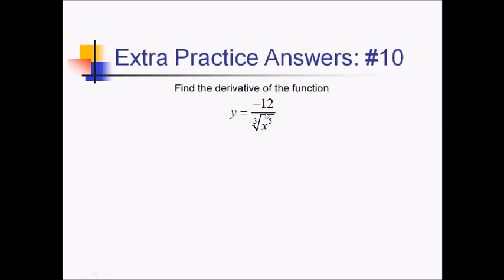To figure out the derivative of this function, let me rewrite this as a fractional negative exponent. So I can rewrite this as negative 12 times x to the negative 5 over 3. So using my power rule now, this is going to be negative 12 times 5 over 3. That's 60 over 3, which is 20. And we'll have x to the negative 5/3 minus 3/3, which is negative 8/3.